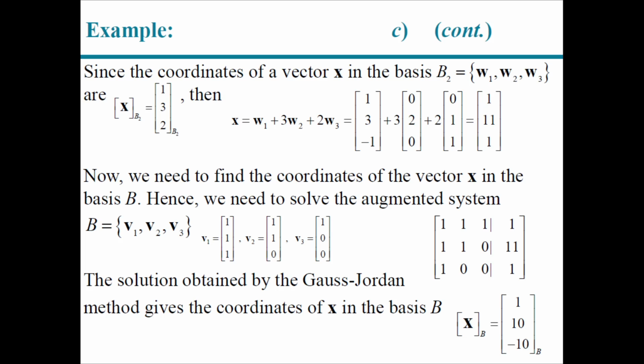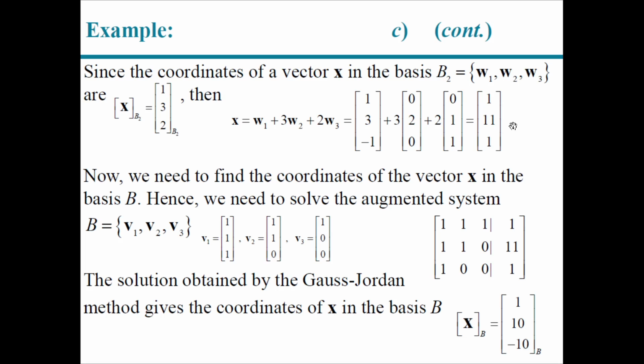One part of the mystery solved. So I know what the vector x is. I just found it because you gave me the basis W1, W2, W3, and you gave me the coordinates of x in basis B2. I'm just going to apply the definition, not a big deal. So I found the vector x. Now I have one part of the mystery solved.